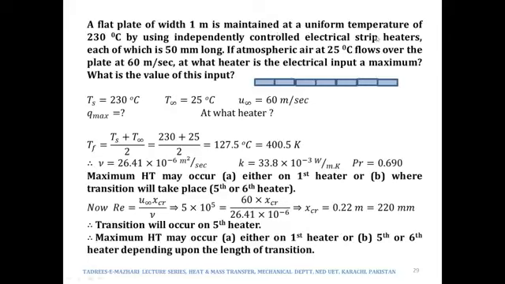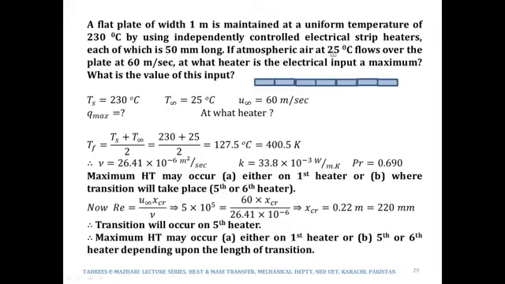Is maintained at a uniform temperature of 230 degrees Celsius. So it is a constant temperature problem. Ts is constant. It is not a constant heat flux problem. So it is maintained at a uniform temperature of 230 degrees Celsius by using independently controlled electrical heaters. So these are various heaters that I have put in series, each of which is 50 millimeters long. So each has a length of 50 millimeters.